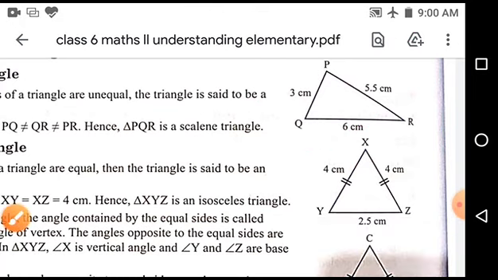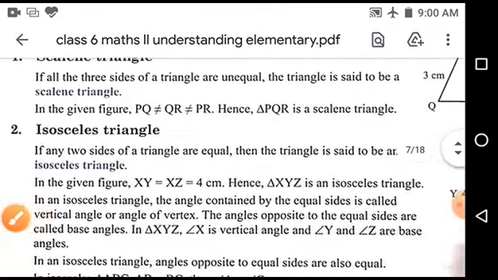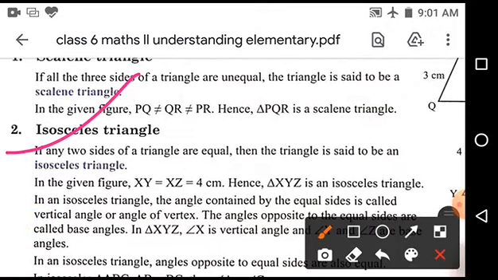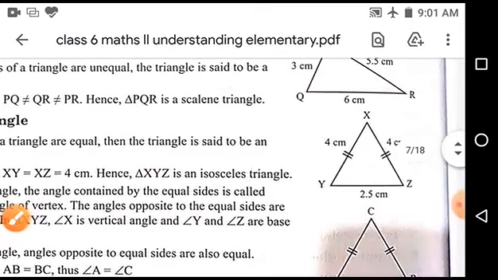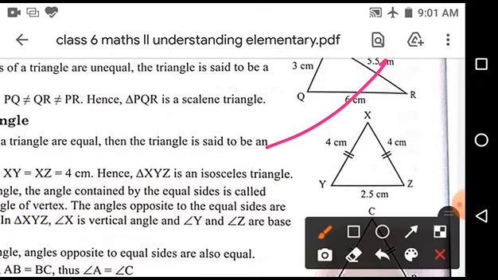Next one is isosceles triangle. If a triangle contains two equal sides, then it is said to be an isosceles triangle. So in the diagram you can see here, in triangle XYZ, two sides are equal and they are 4 centimeter and the third side is different. Then we can say that triangle XYZ is an isosceles triangle.